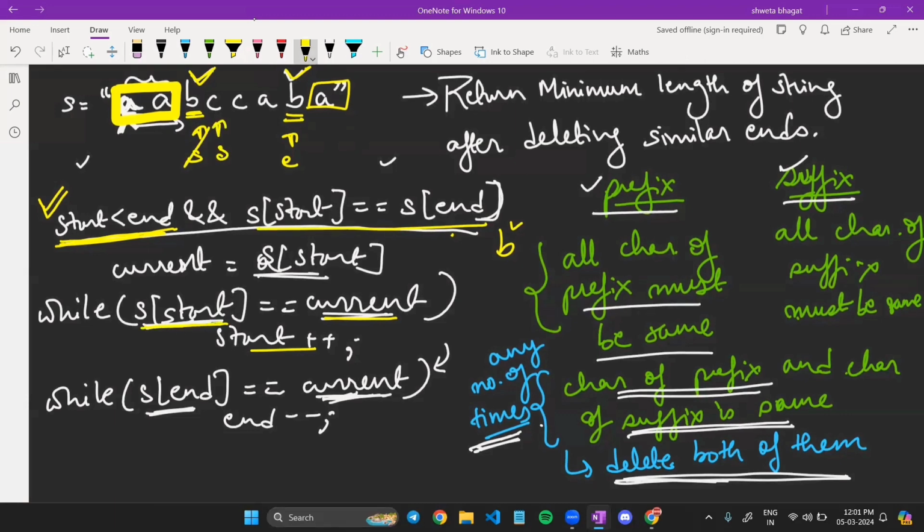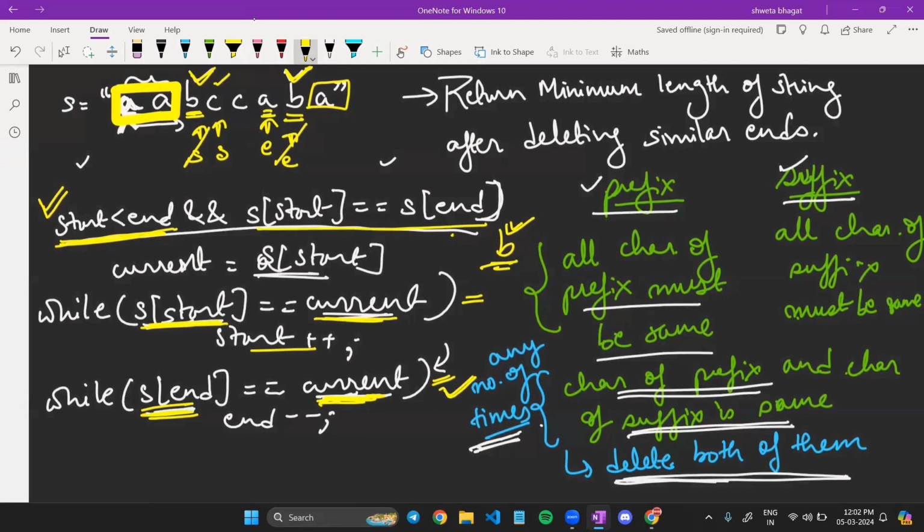Now again we are going to check, is s of start equal to current? So at s of start we have c. So is c equal to this b? No. So we'll come out of this while loop. Now what we'll do, we'll check for this while loop. So is s of end equal to current? What is s of end? S of end is b. So is b equal to b? So yeah, it's true. So we are going to decrement the end. So now our end will point at a. Now we'll again check, is s of end equal to current? So what is s of end? S of end is a. So is this a equal to this b? No. So I'll come out of this while loop.